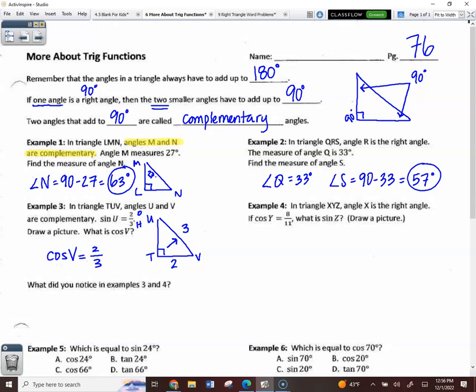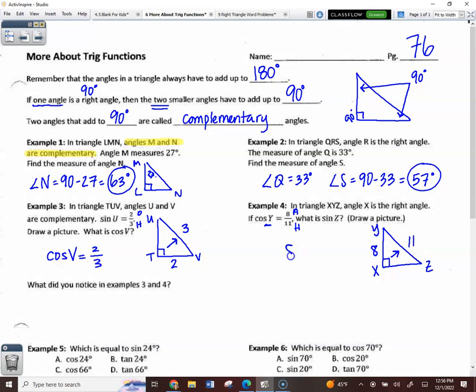So we have triangle XYZ. They tell us angle X is the right angle. So I'm going to put my Y and Z like that. And then they tell me that cosine of Y is 8 over 11. What sides did they just give me? They just gave me the adjacent and the hypotenuse. Adjacent to Y is 8 and the hypotenuse is 11.